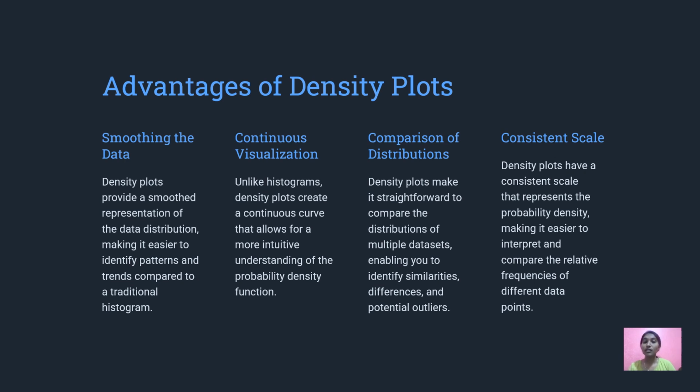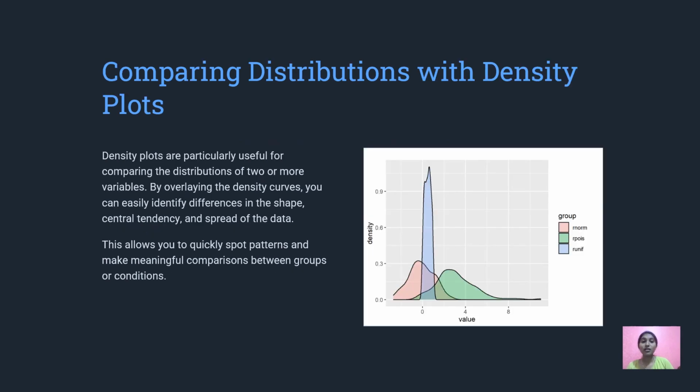Density plots have a consistent scale that represents the probability density, making it easier to interpret and compare the relative frequencies of the different data points. This consistent scale helps us compare the different frequencies of the different data points. And the next comes comparing distributions with density plots. So we compare the distributions with the help of these density plots.